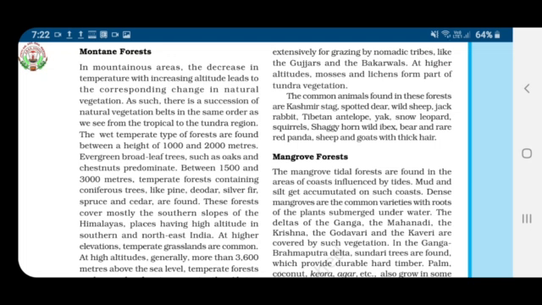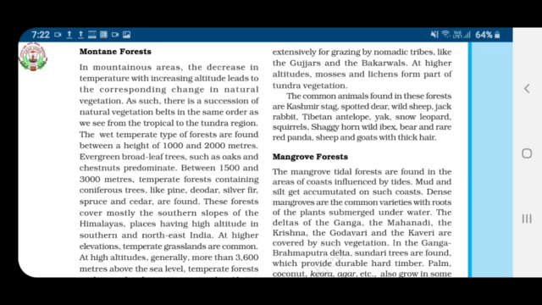The wet temperate type of forests are found between heights of 1000 and 2000 meters. So wet temperate, here the mean rainfall is 150 centimeter to 300 centimeter. The mean annual temperature is about 11 degree to 14 degree and the average relative humidity is over 80%. Oaks and chestnut trees predominate here.